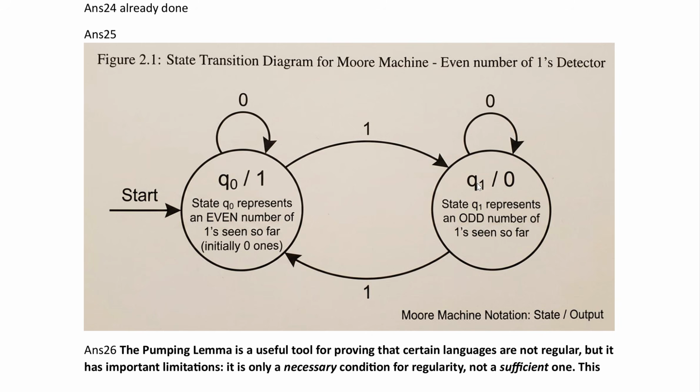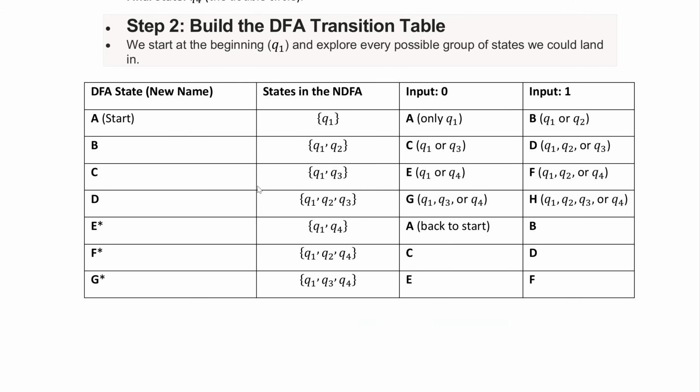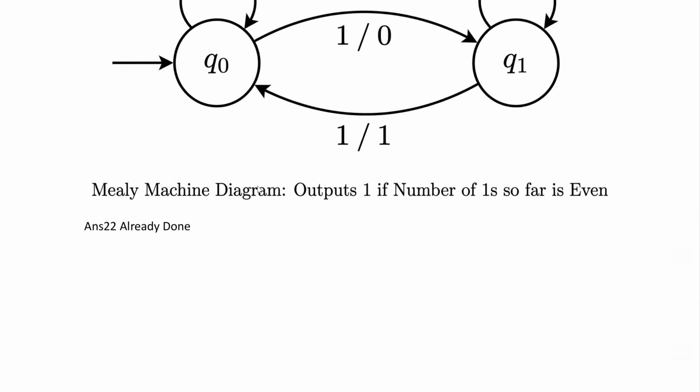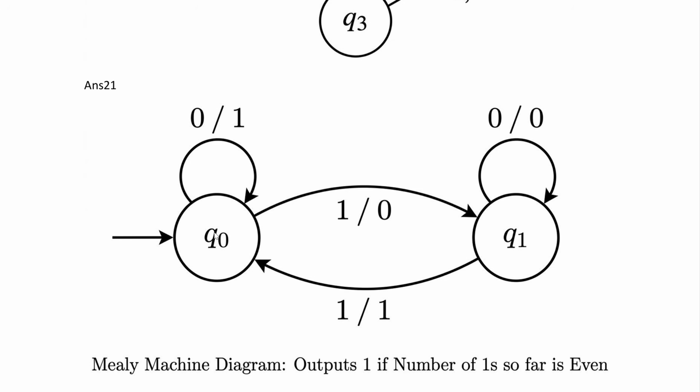When we start from Q0 and apply 1, we get Q1. Apply 1 again on Q1, we get the same state Q0, so the number of ones is even in this case. Same case in Mealy also. Now I'm going to explain question number 21 also. When we start from the initial state Q0, this is the Mealy machine. We apply 1, the input symbol, and we reach Q1. The part before the slash is the input symbol.